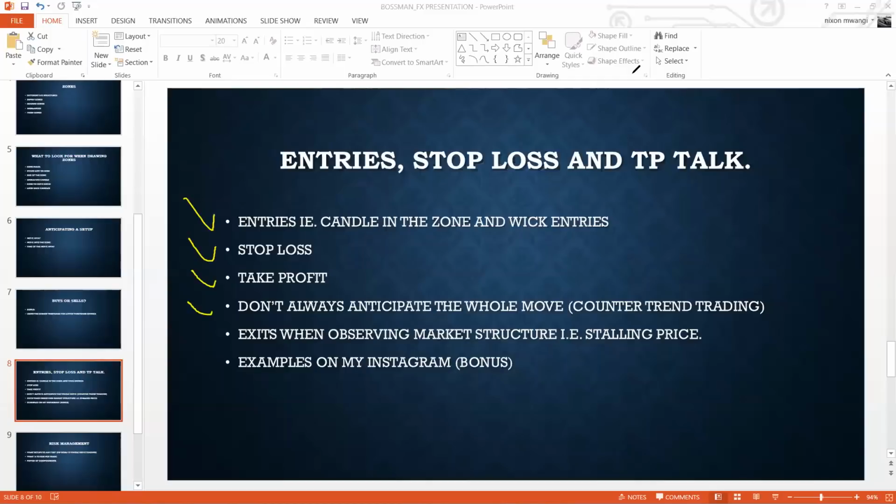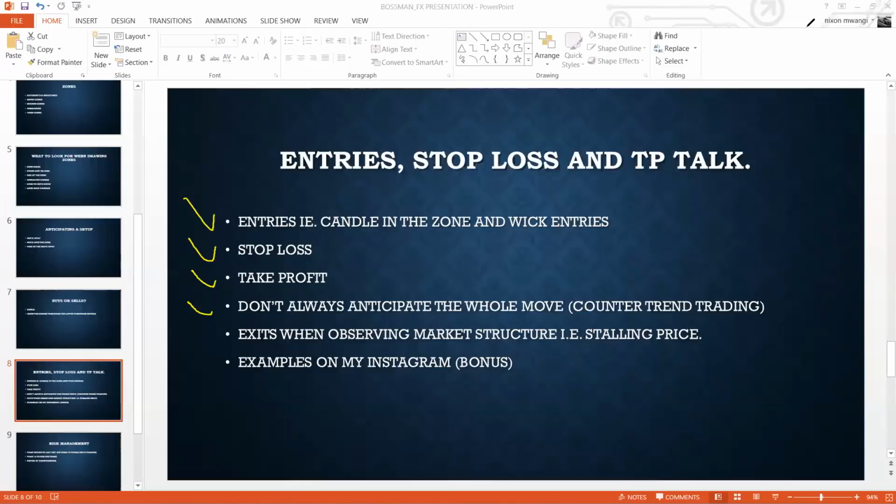There's something small I want to talk about: market structure when observing the market. You can go through my IG and you'll see, I think, 3 posts or so about market structure and seeing when price is stalling at an area or trying to break and it's not breaking in a zone. So you exit the trade early just before the trade can reverse on you.